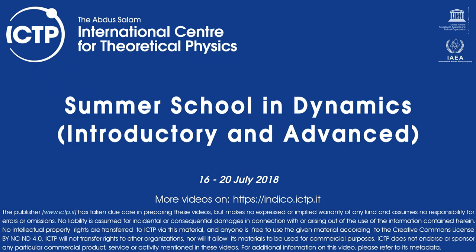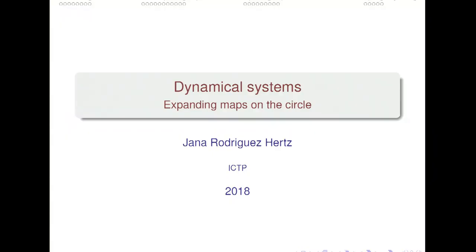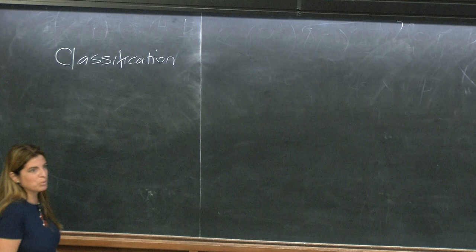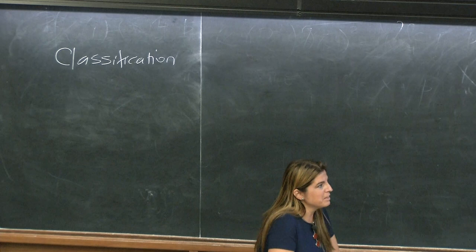Beginning with expanding maps on the circle, let's begin with something. I thought that this was something of us mathematicians, we care too much about classification. But in fact, this is a thing of scientists. We all care about classification. We classify insects. We classify even mental illness.